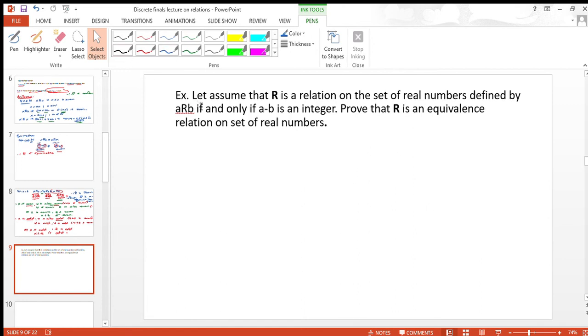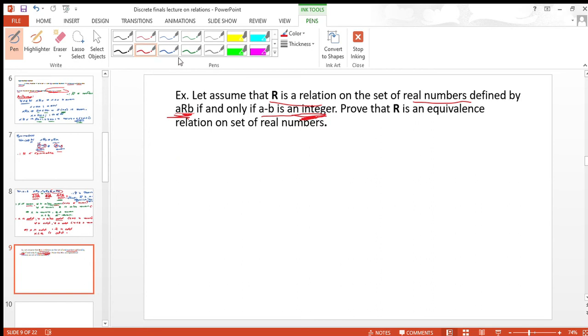Let us assume that R is a relation on the set of real numbers defined by, so ito yung pagka-define ng relation. This is now the open sentence: A minus B is an integer. Okay? So, tinitingnan natin yung real numbers. Pero, ang limitation natin dito is that if we take any pair ng real number, dapat A minus B is an integer. So, prove that R is an equivalence relation on the set of integers.